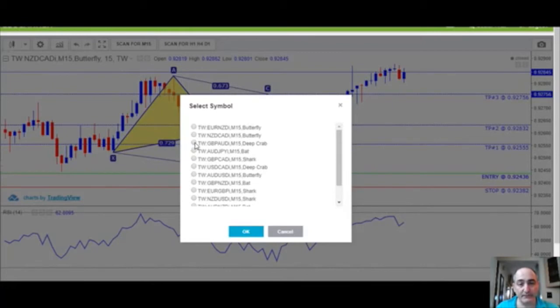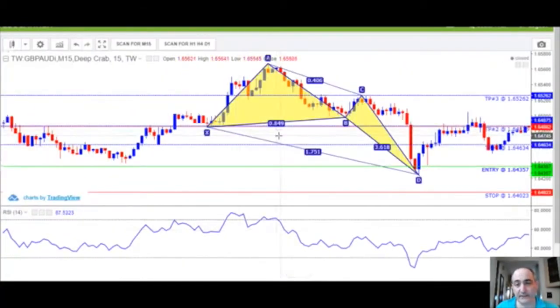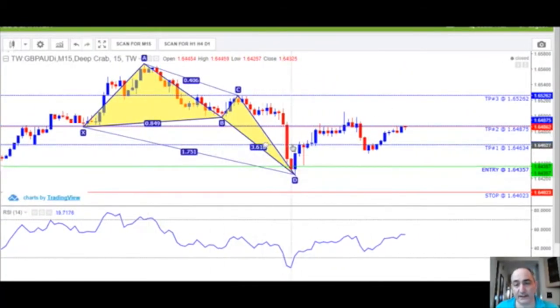The next one is GBPAUD. You can see here that in this trade, this chart here, the candle does go through the entry area and it actually closes below the entry area.